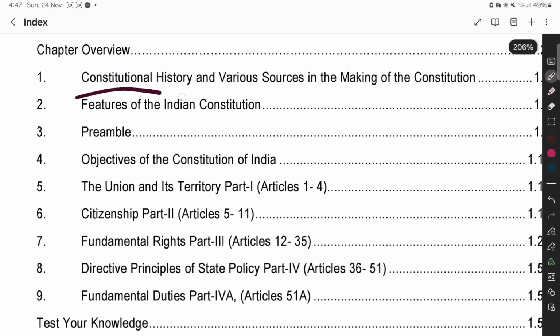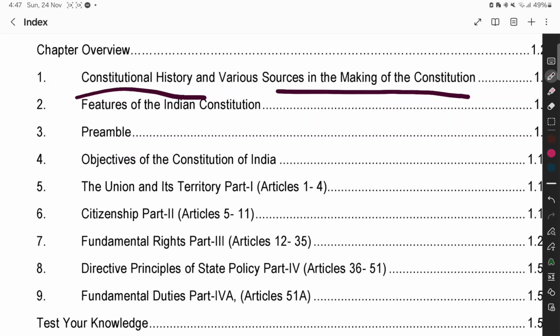First, the constitutional history and the various sources in the making of the Constitution. The Constitution of India is framed by our forefathers, but it is not only their own mindset or comprehension skills. They have used various other countries' constitutions to frame it, and the majority role in the framing of the constitution is played by the British government, the UK government, or the British colonial rule, because our constitution has been deeply entrenched on the basis of the British parliamentary system.